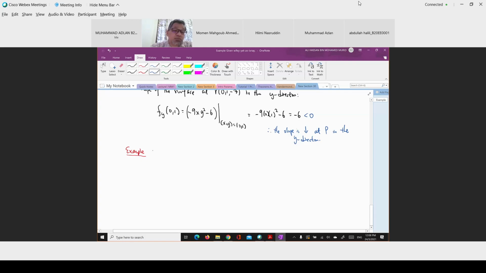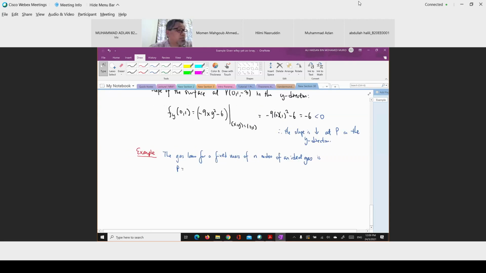We have what is called the gas law. In chemistry, there is a gas law for a fixed mass of n moles of an ideal gas. It's given by this formula here: P equal to nRT divided by V. P stands for the pressure, T stands for temperature, V stands for volume, and R is the gas constant.